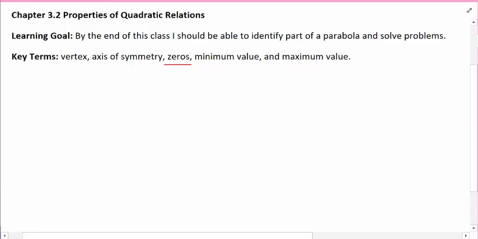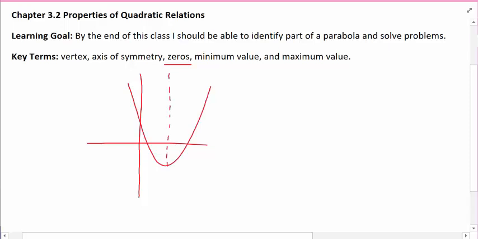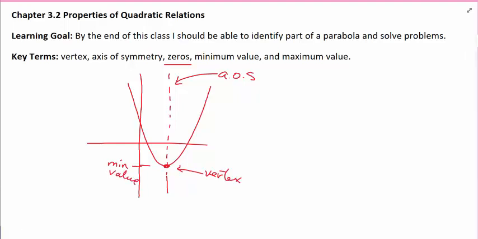Okay, chapter 3.2, properties of a quadratic relation. Let me draw a quadratic and then I will label the different parts. So again, you have your axis of symmetry. On your axis of symmetry, if it's opening up, the lowest point is the vertex. Okay? And in this case, the vertex is a minimum. So this is your minimum value.